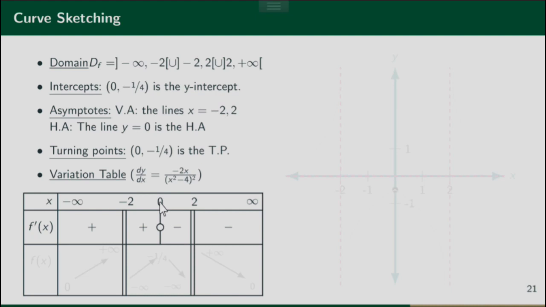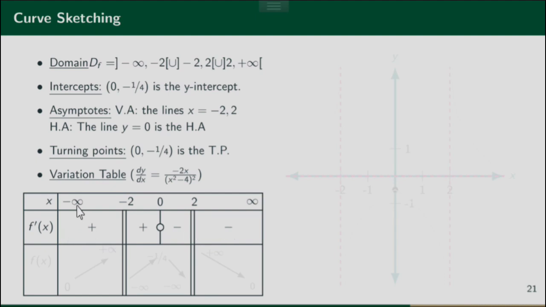Now let me take a value between 0 and 2. Let me take 1. -2 times 1 is -1. So I have a negative value. Now taking a value between 2 and infinity, 5 for example, I have negative. So I have the signs of the gradient function.